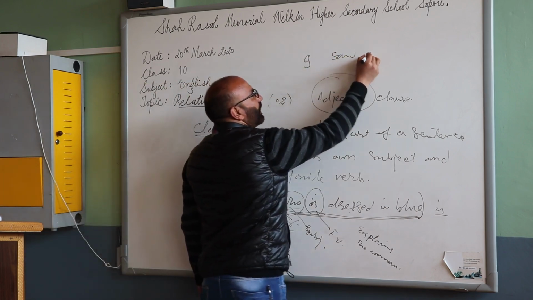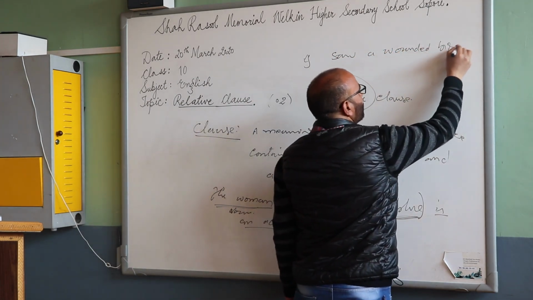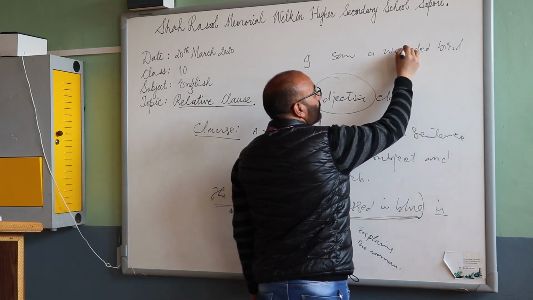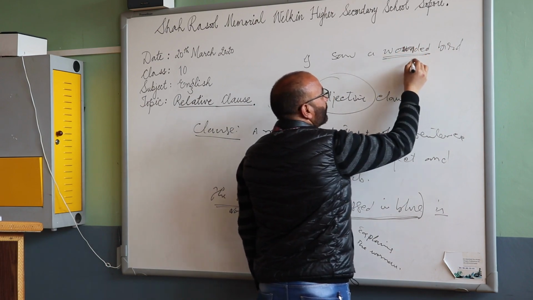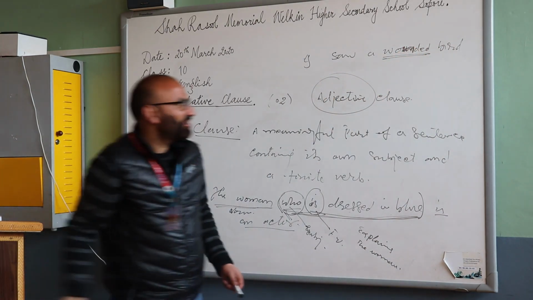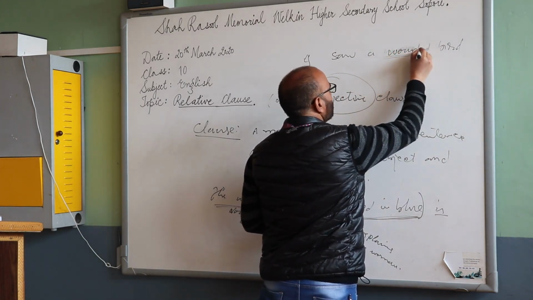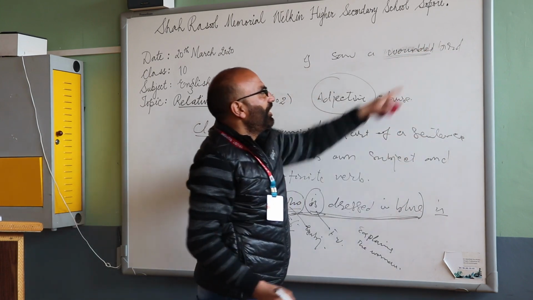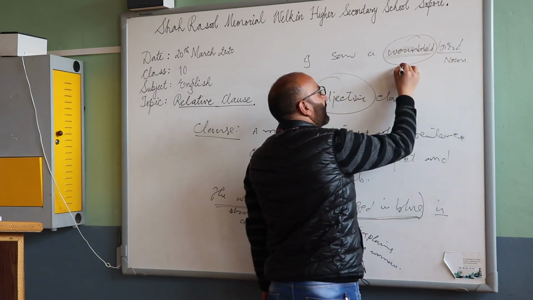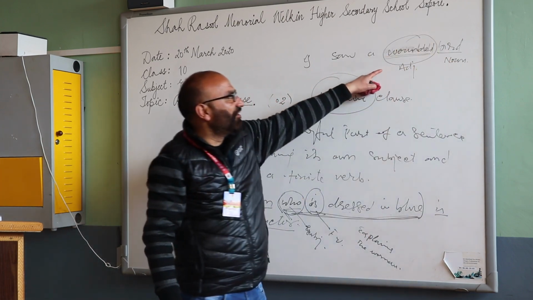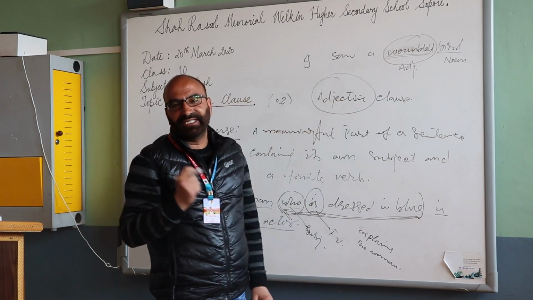I saw a wounded bird. This bird here is a noun. This wounded here is an adjective. But it's a single word. Here, this adjective is in a single word, so we call it an adjective.